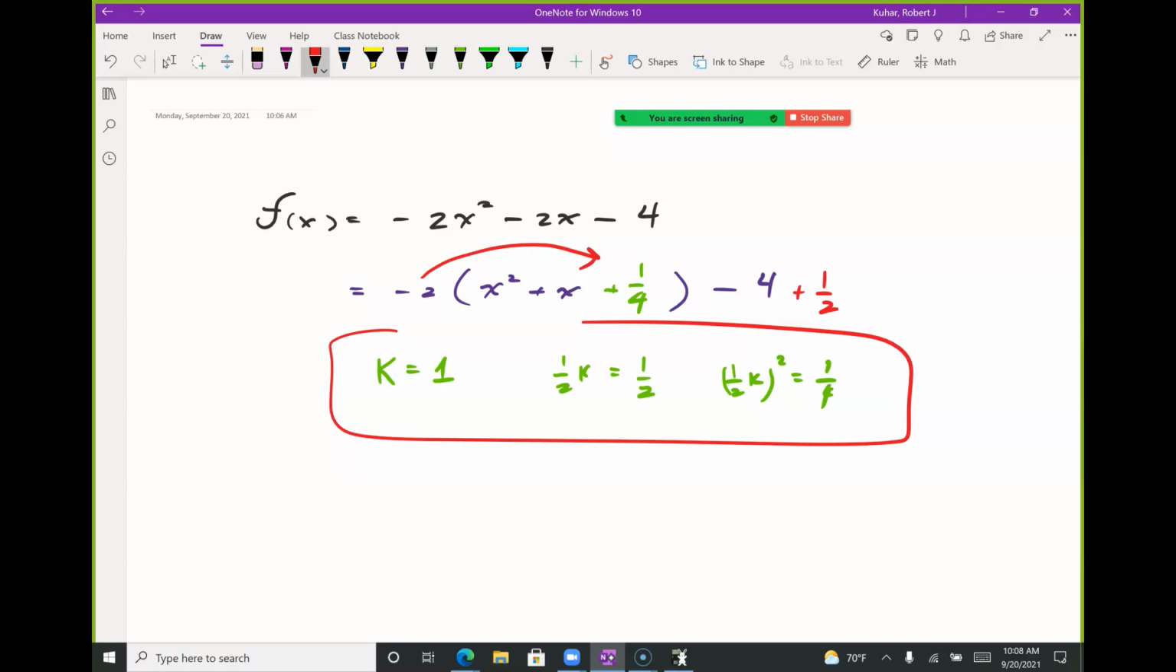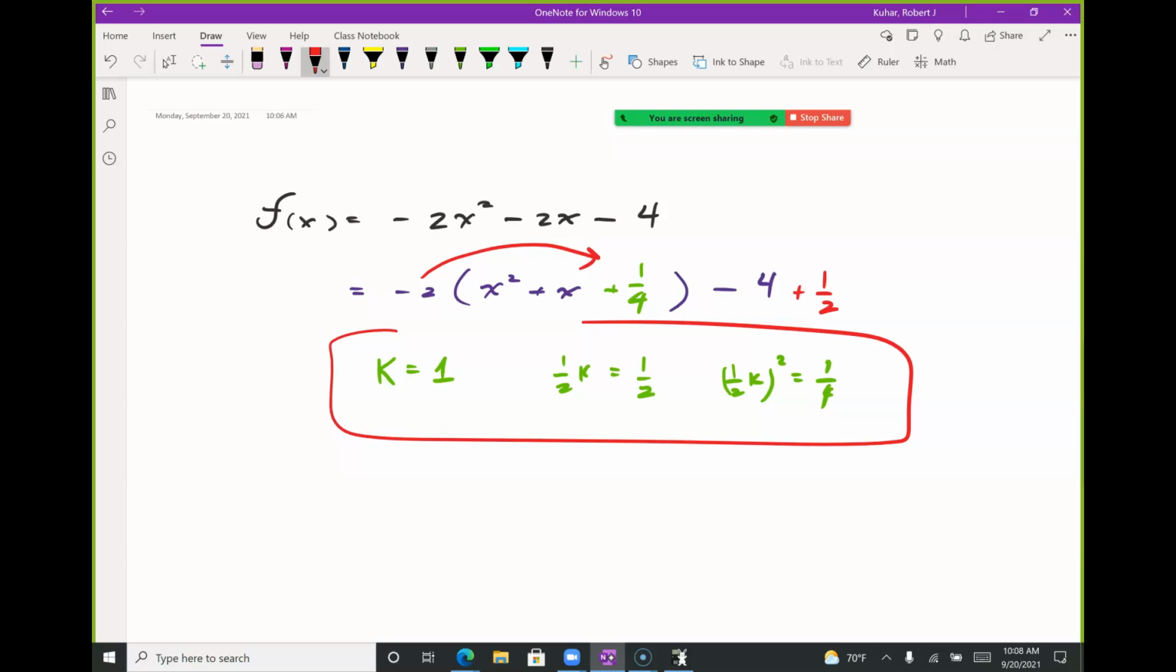Is everybody with me here? Don't you multiply the 1/4 by the -2 outside? Yeah, -2, so that's why it's plus 1/2. Exactly. Gotcha. All right.